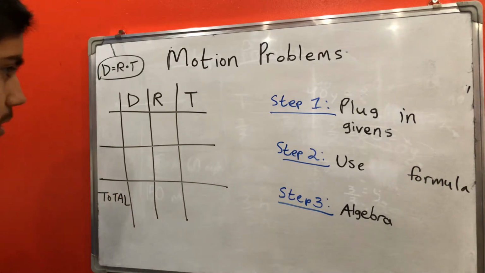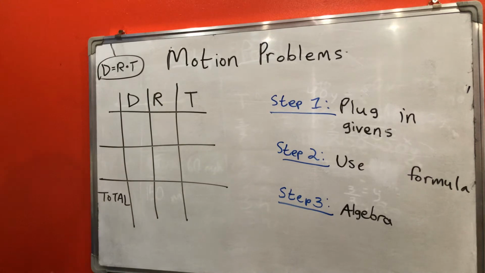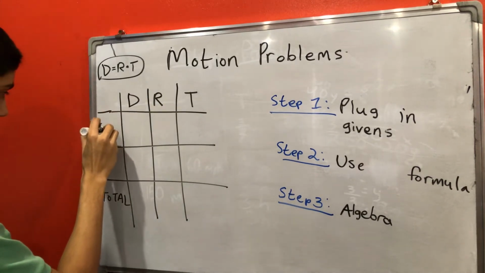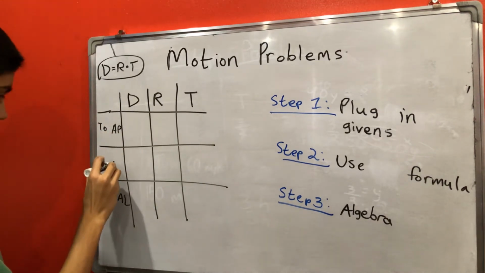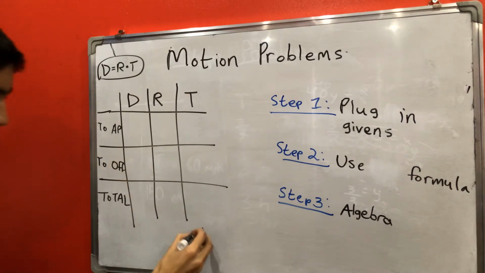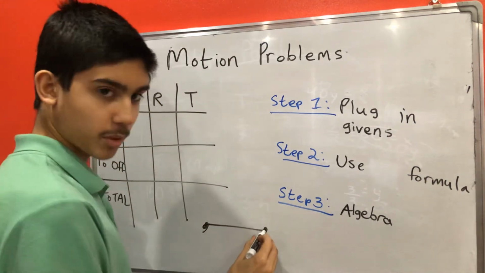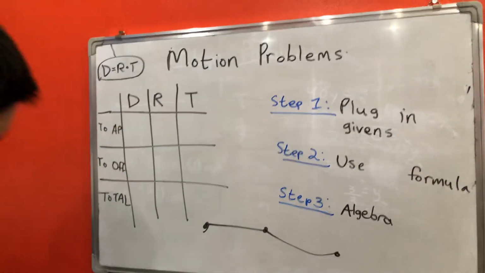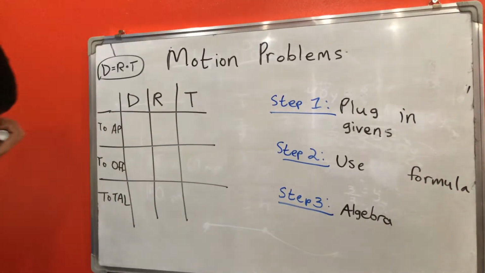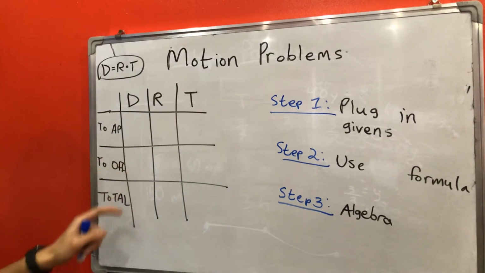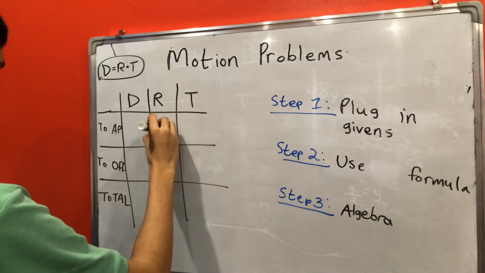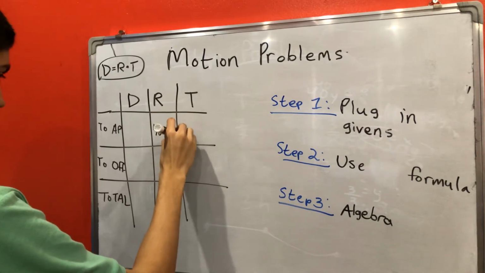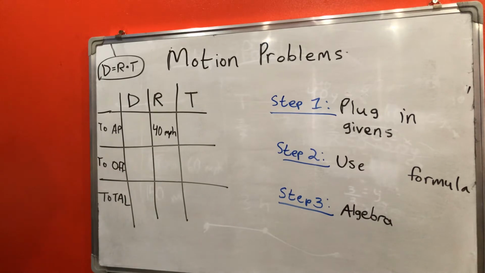Okay? And so what we're going to do is plug in the givens. They're going to give us a lot of pieces of information. Let's say to the airport, and then to the office. So he goes from his house to the airport, and from the airport he goes to his office, okay? They gave us some information about this, but they asked us to find the distance to his office. They told us that he went by car and it was 40 miles per hour to the airport.